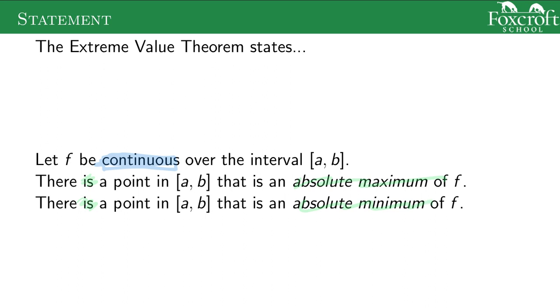So that's all the extreme value theorem says. As long as I have a continuous function, then I'm going to get a maximum and I'm going to get a minimum. So that's all we need to know for this video, just what the theorem says, and then we'll start talking about more absolute maxes and mins in the next video.